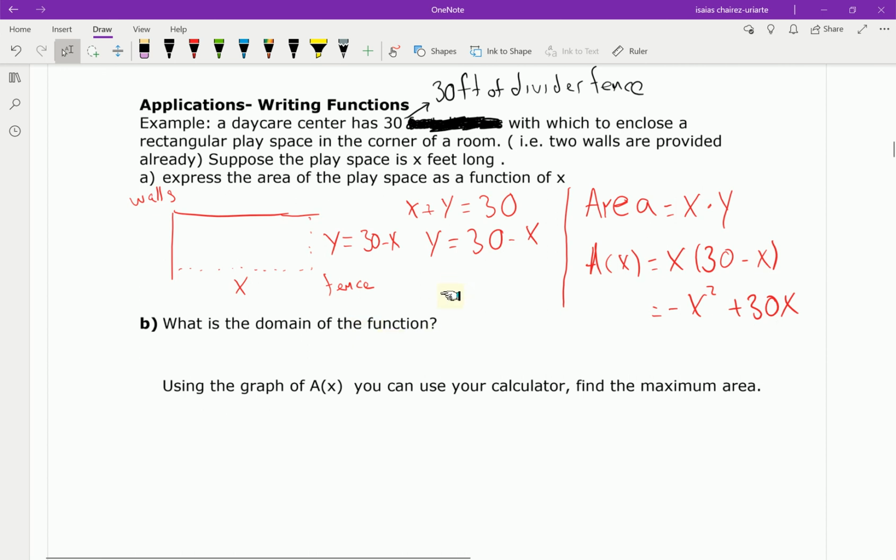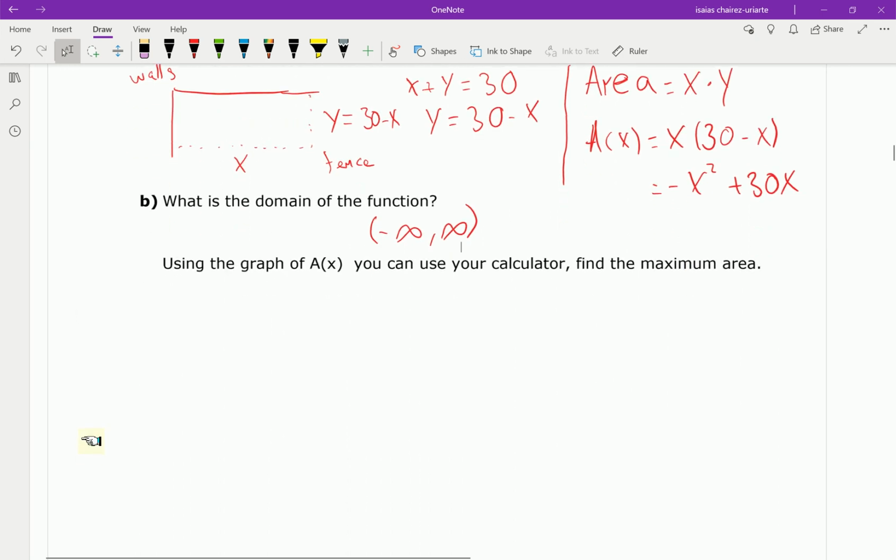Since we're just dealing with a parabola, I'm going to conclude that the domain here is from negative infinity to positive infinity. My parabola goes as far to the left as whatever, and to the right also, it keeps on going forever. Using the graph of A of x, we can use a calculator if we want to. We don't need a calculator. We're supposed to find the maximum area.